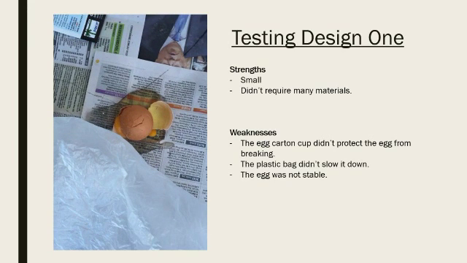Okay, so that was a video of our first attempt. You can see in this video that the design failed to protect the egg and it broke. We found some strengths were that the product was small and used few materials, and from this we came to the conclusion that it was a weak design as it did not protect the egg and the parachute didn't slow the product down.